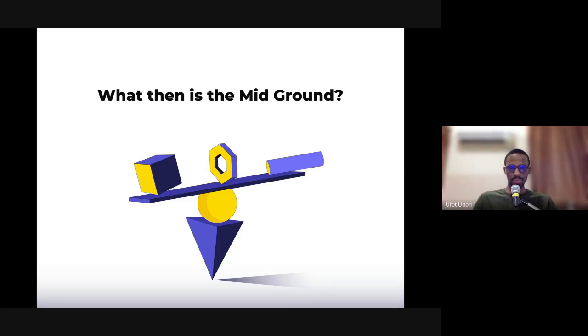And I'm trying to explain what the middle ground is by bringing in this particular analogy. What makes someone a senior designer? What makes someone a junior designer? How would we know? So let me just throw a couple of things I have here.